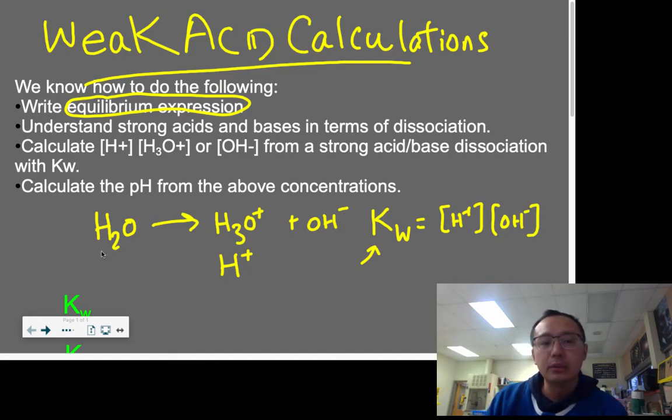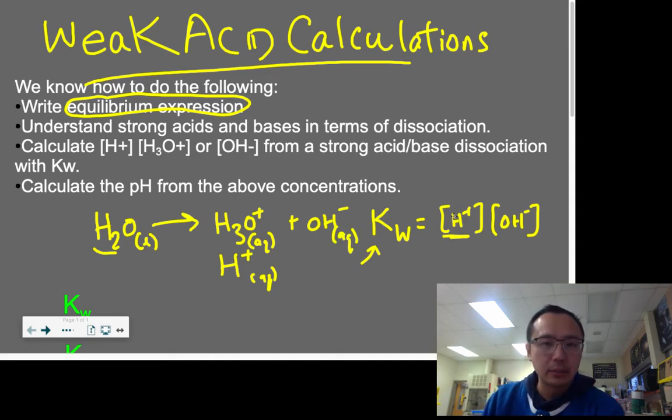We don't include the H2O because it is in a liquid state, so we can't really determine the concentration of that, because there's nothing dissolved in there, so the liquid state is going to be neglected. That's why you have the concentration of just these two, your hydronium ion or your proton, in aqueous state, and also hydroxide. However, when we look at weak acids or weak bases, that's going to change a little bit. So we're going to see how that's going to be affected.